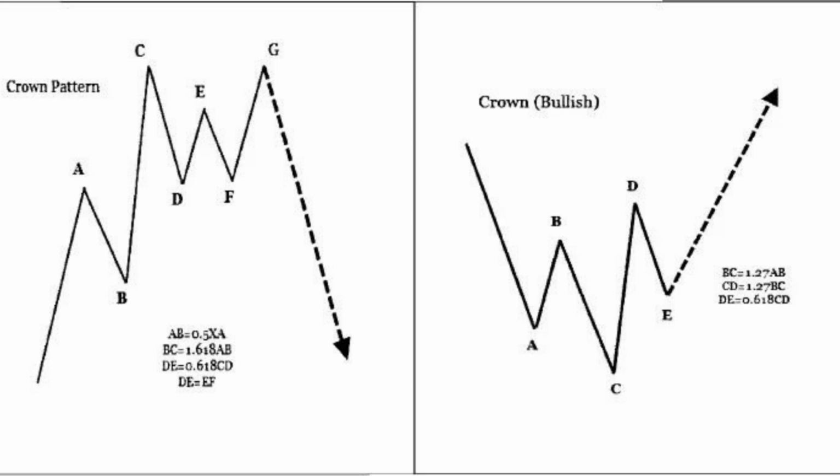In both patterns, the targets are set at the pattern high for the W pattern and the pattern low for the M pattern. For M patterns, the trade is protected with a stop loss above the pattern high. For W patterns, the trade is protected with a stop loss below the pattern low.